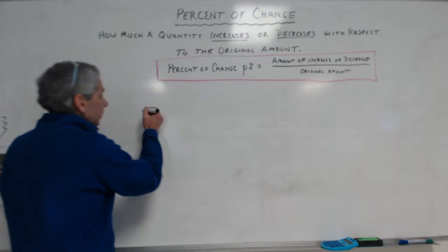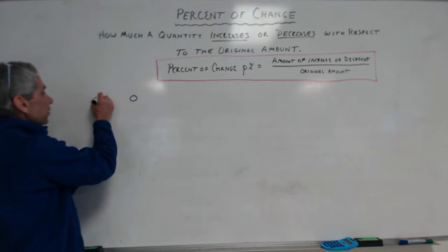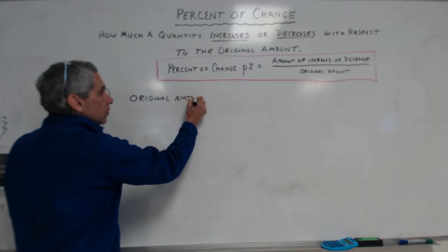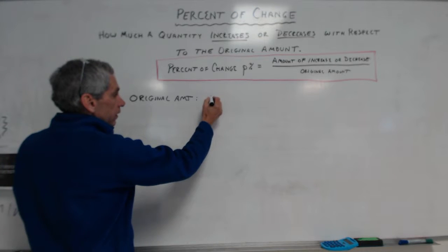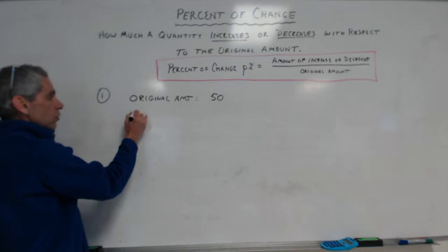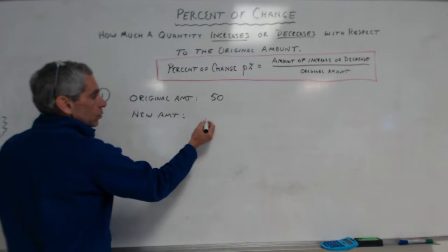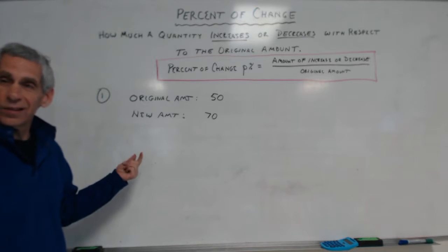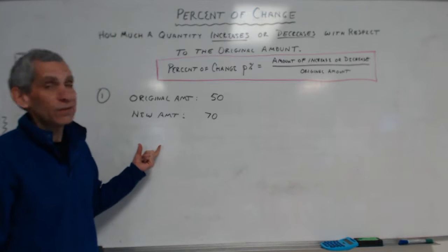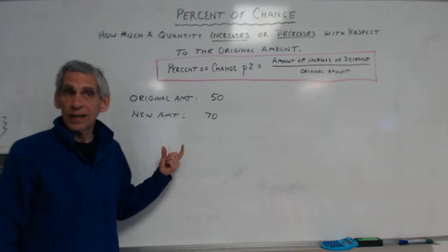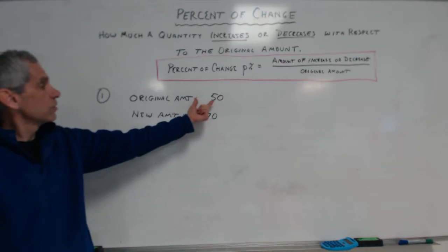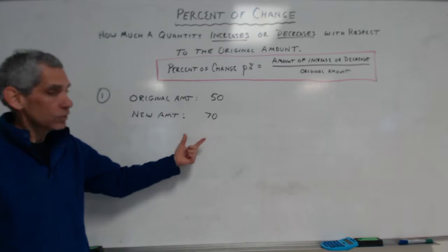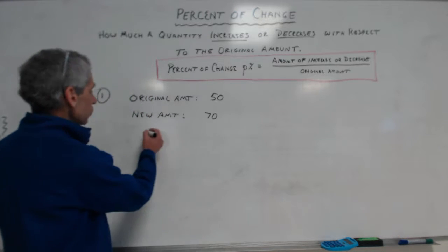Let's say the original amount, we'll make this our first problem, is 50, and then the new amount, we'll say it's 70. All right? And we're being asked to find the percent of change. Would this be a percent increase or a percent decrease? If the original amount is 50 and the new amount is 70, would that be an increase or a decrease? An increase, right? So this is called percent increase.